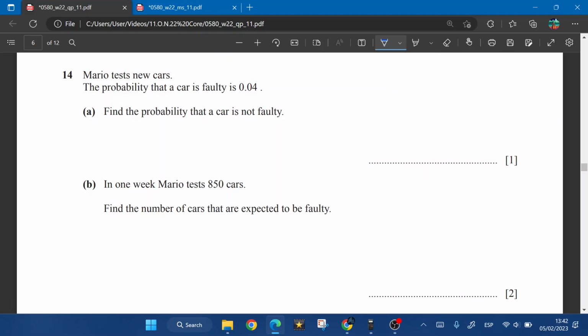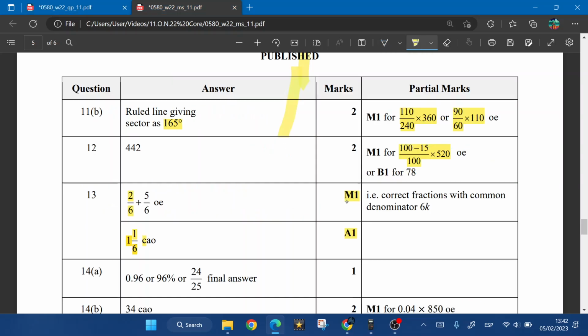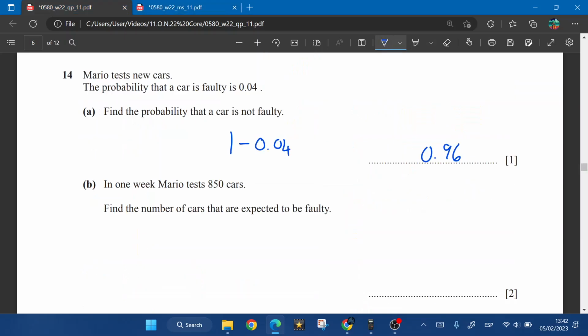Question 14. Okay, chance that a new car is faulty is 0.04, 4% chance. Okay, so it's either faulty or not. All probabilities add up to 1, so we need to subtract that from 1, and that will give us 0.96. Okay, you can write 96%, you can write it as a fraction, doesn't matter. 0.96 is the easiest though, I think.